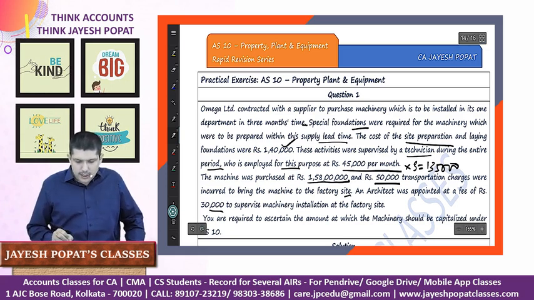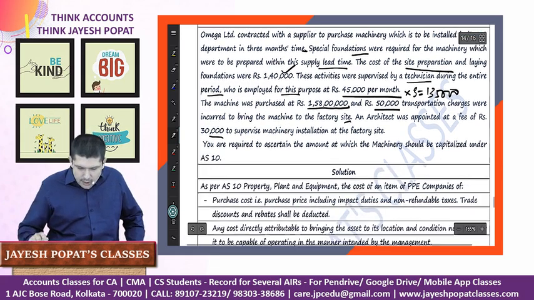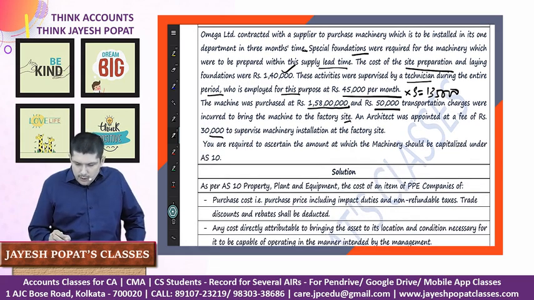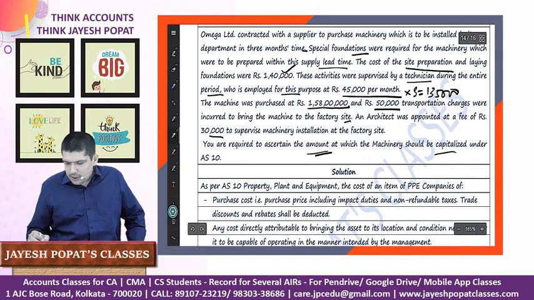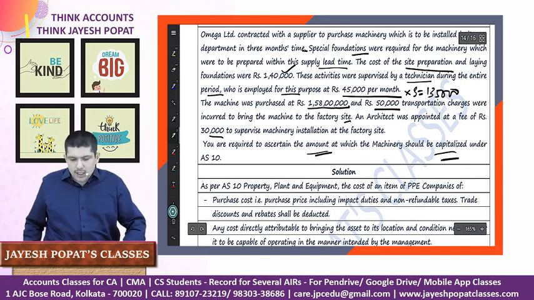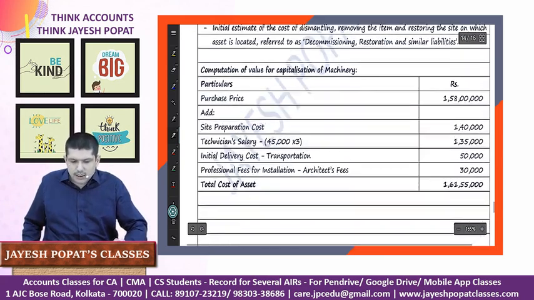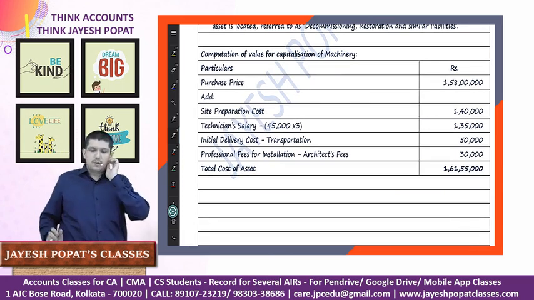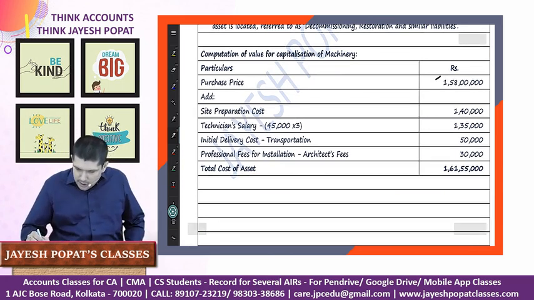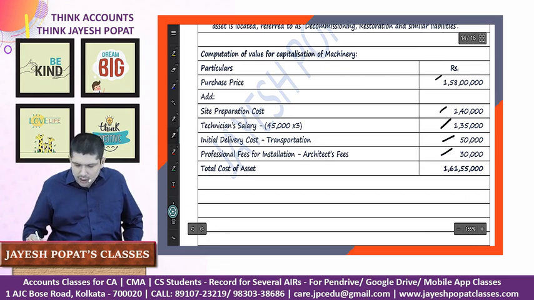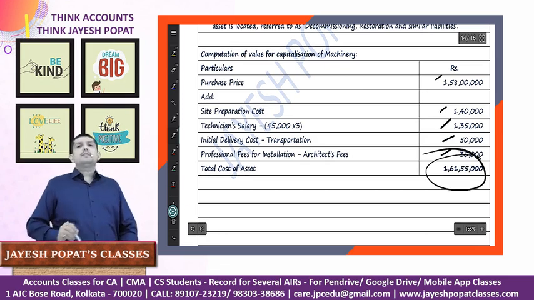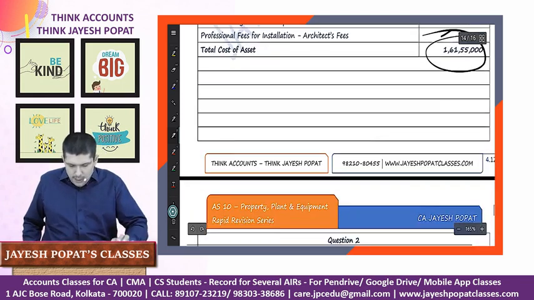This is also considered as cost to supervise the machinery installation, right? You are required to ascertain the amount at which the machinery should be capitalized. So based on this, we have seen that all the items are such that which should be included in the cost of the inventory. So we say purchase price, cost of site preparation, technician salary, initial delivery cost, professional fee, and this becomes the cost of our item of PPE.